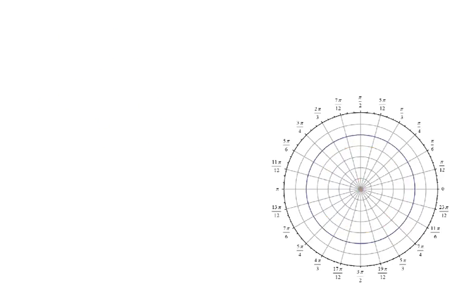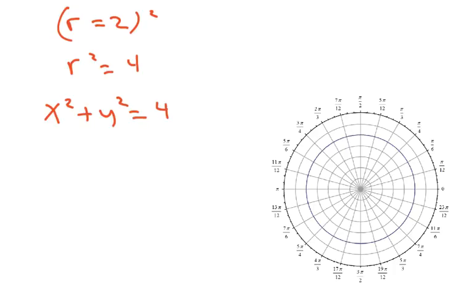Alright, the next one is going to be r equals 2. So you square both sides, and you get r squared equals 4. Translate it. This is x squared plus y squared equals 4. That means my center is 0, 0, and my r is 2. So I'm going to go out 2 here. Anyway, you get the idea. So there's your circle right here, and your center's at 0, 0.